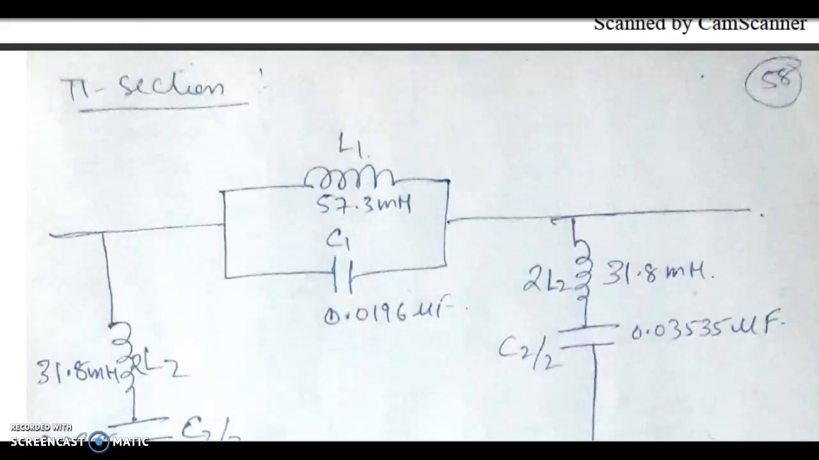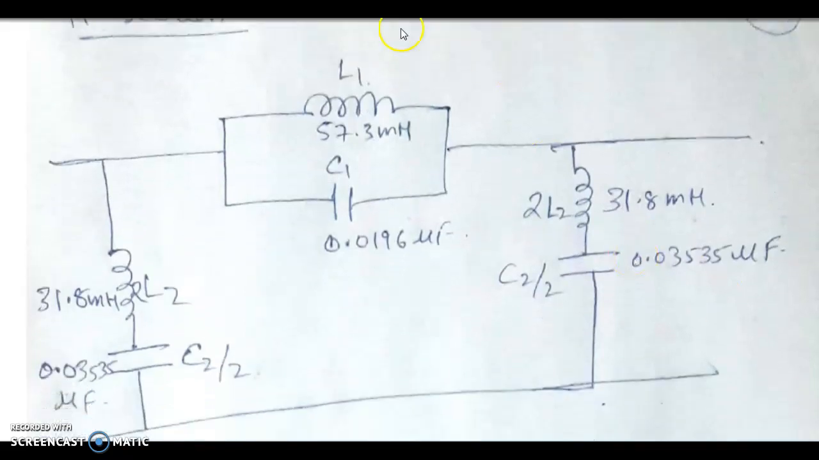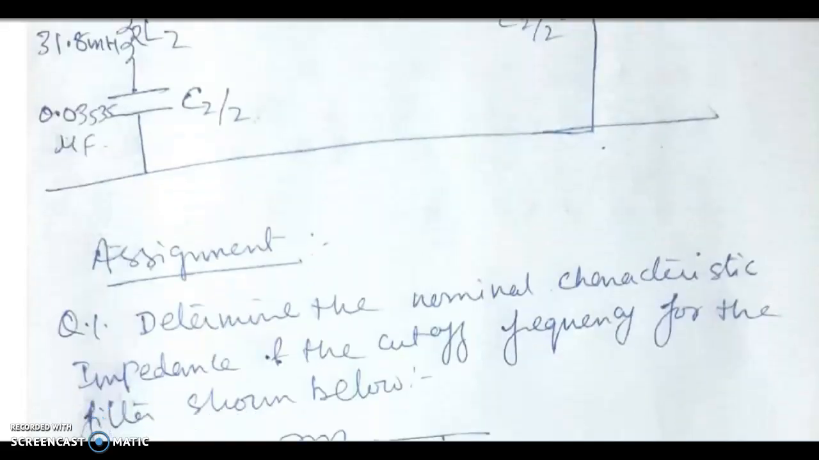Similarly, in the case of pi section, now this is the pi section, this value is L1 C1, no changes there, but this value is 2L2, this is equal to C2 upon 2, and here also it is the same. So here it is the end of constant K-type filter.